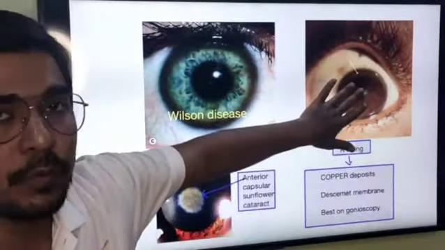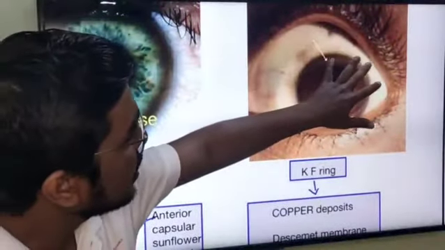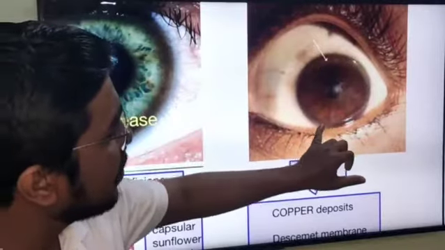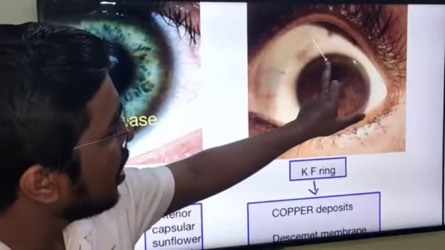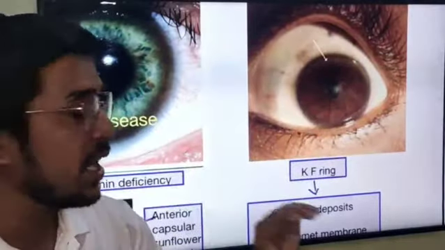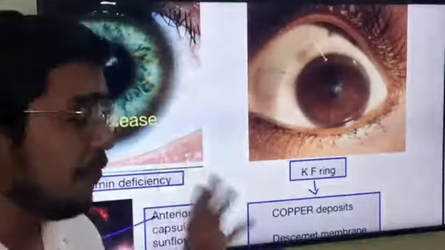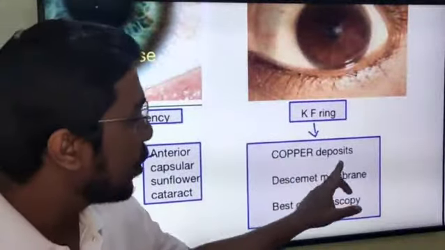Can you see this photo? Just see this photo. Here you can see a deposition of something brownish in color in the vertical meridian, like up and down. See, so what is this? This is the KF ring. Okay, this is the KF ring. KF ring means Kayser-Fleischer ring. Very important for the NEET PG. What is this? This is copper deposits.